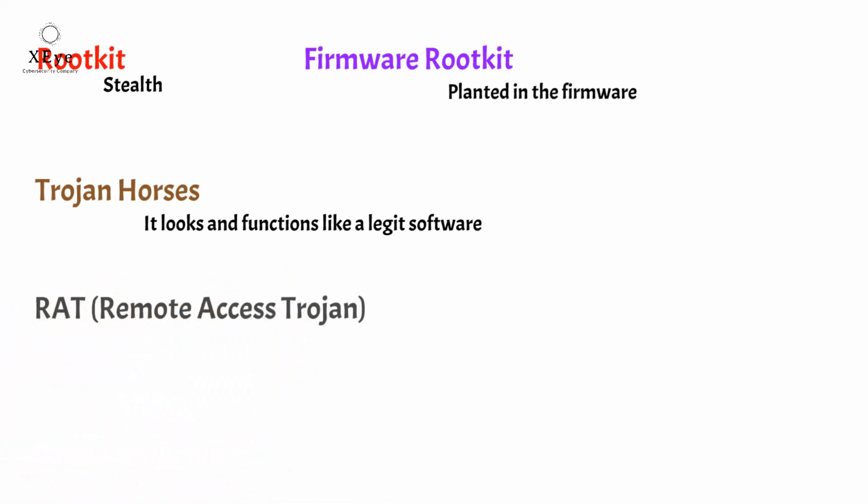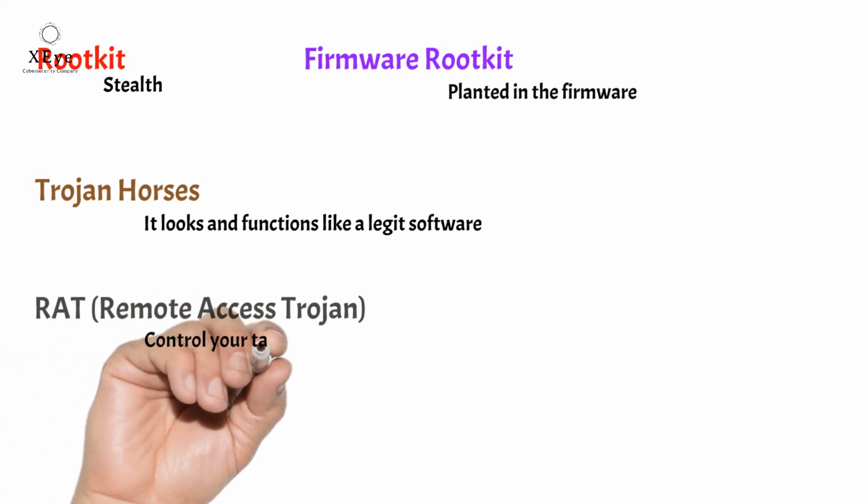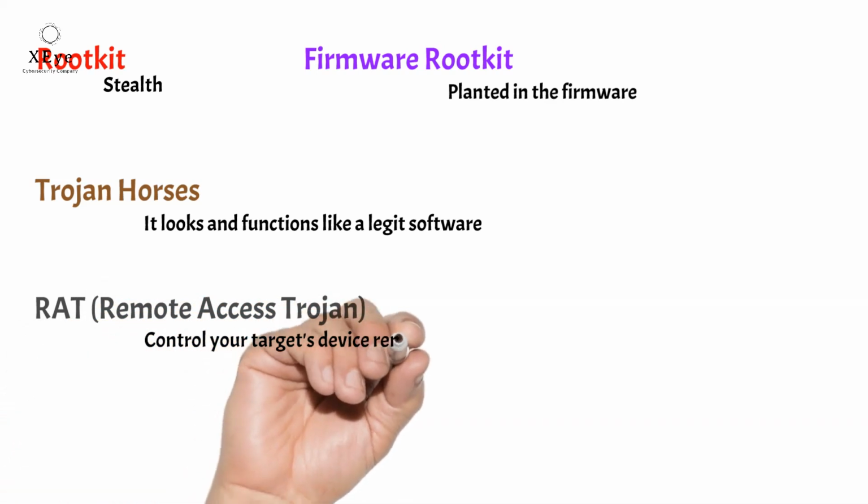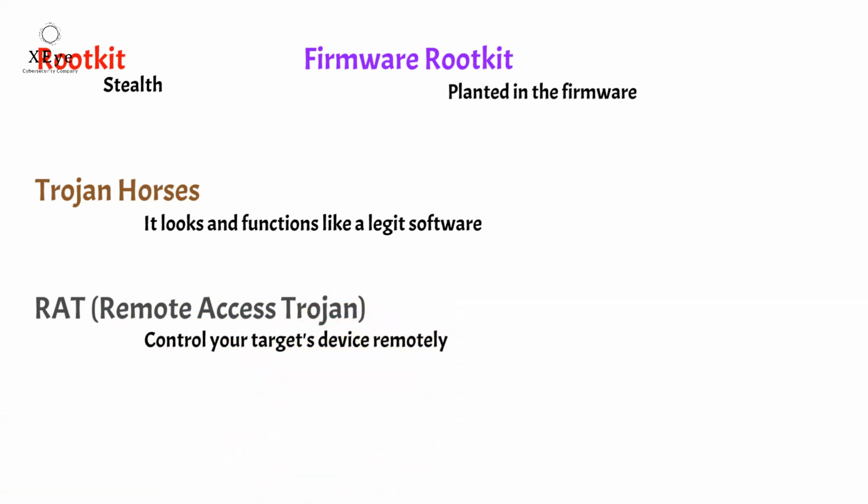RATs stands for Remote Access Trojan. This is software that allows the attacker to control your device. And by the way, what I'm telling you here is categories. Once you plant the RAT malware, you can control your target device exactly as if you own it.